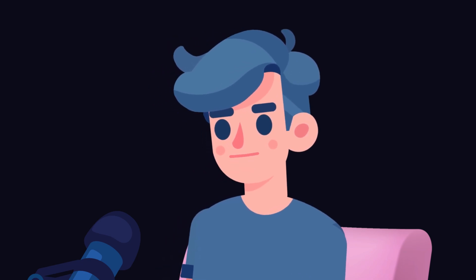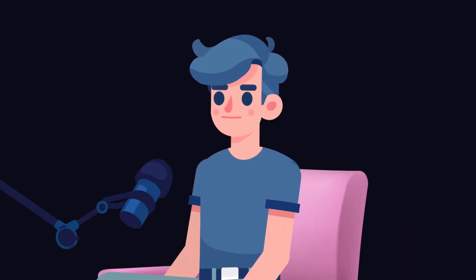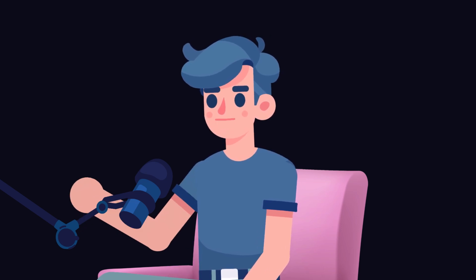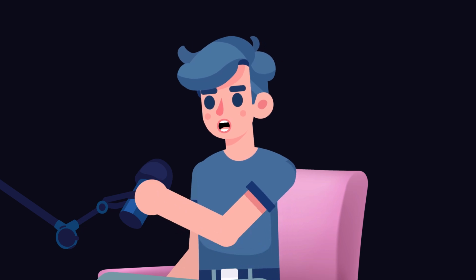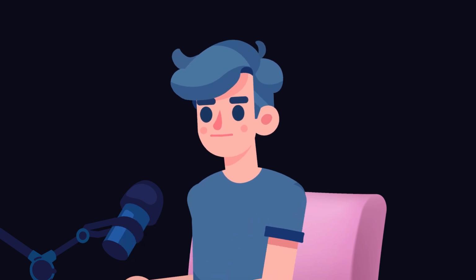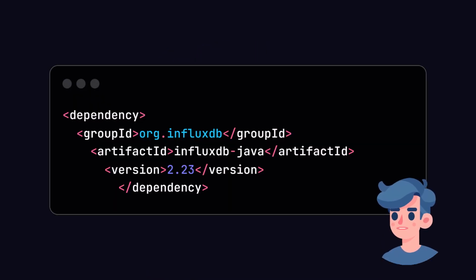Next, let's test if InfluxDB is running. Open your web browser and navigate to http://localhost:8086/. You should see the InfluxDB welcome page, which confirms that the server is up and running. Now that we have InfluxDB running, let's dive into how to interact with it using Java.